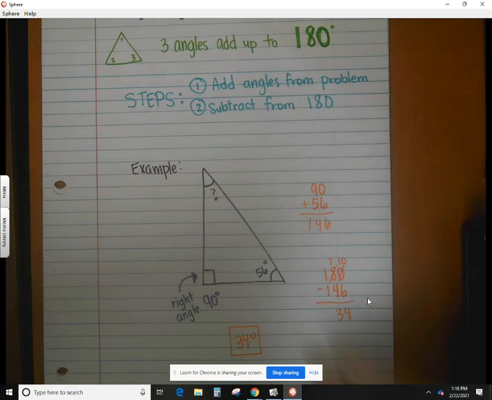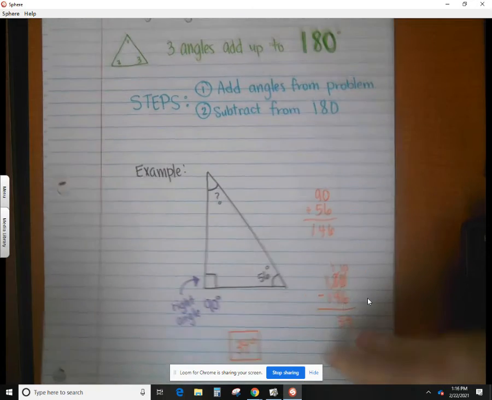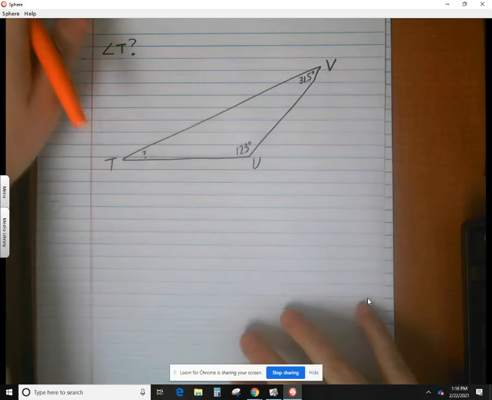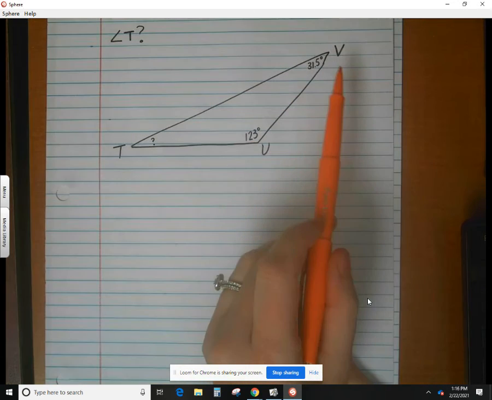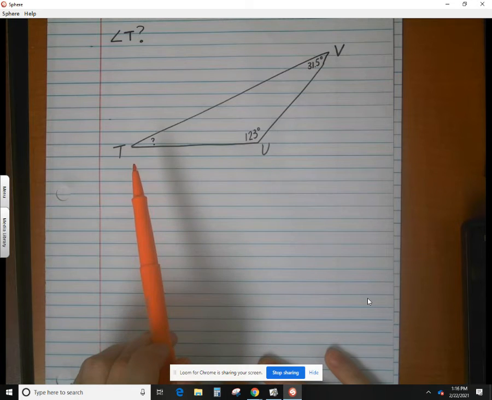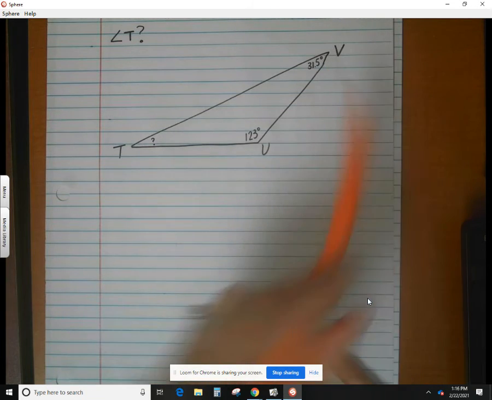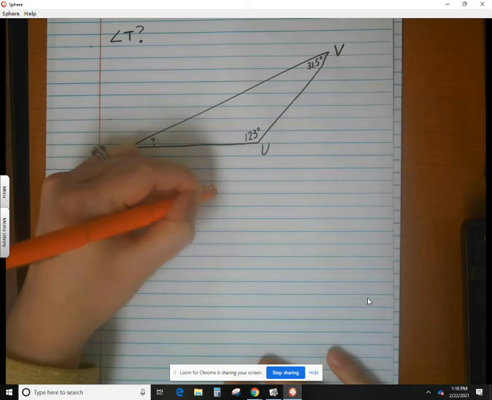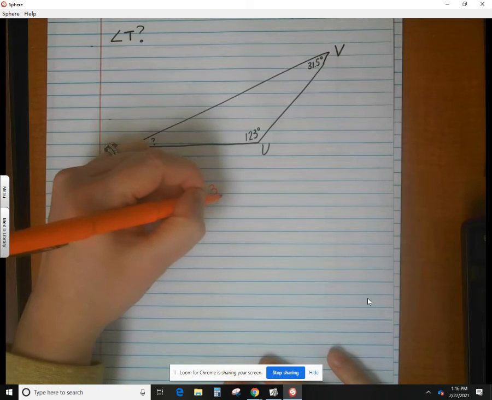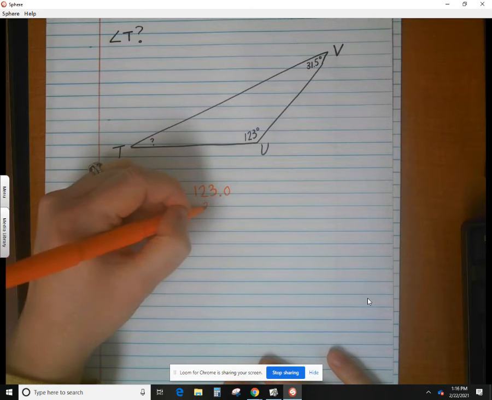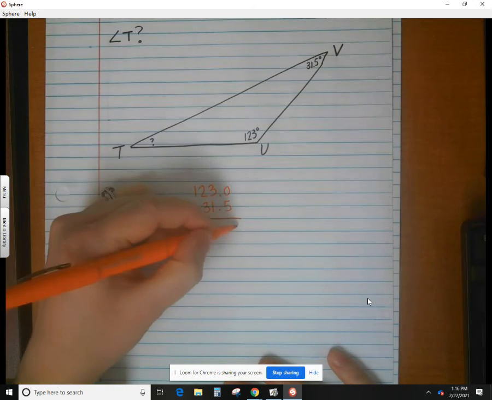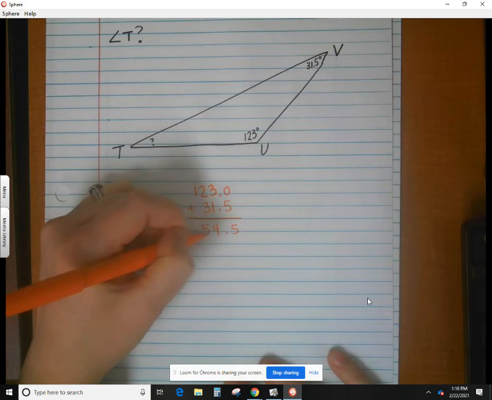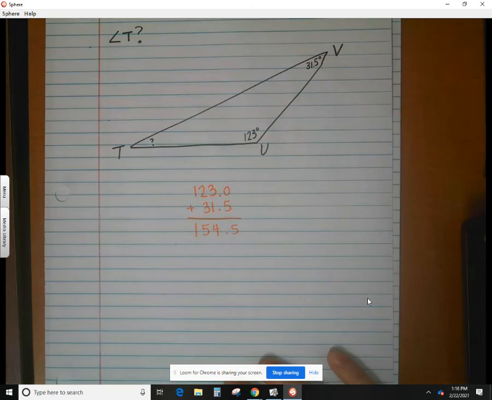Let's look at one more example like this. Sometimes these will involve decimals, so I want you to see one where you have a decimal number. So they've given us angle U and they've given us angle V, but they want to know what angle T is. So again, step one is to add these two angles. This didn't have a decimal, but we can always add a decimal and a 0 because you have to line up your decimal points when you're adding or subtracting. So in order for me to do that, that's got to be 123 point 0. And then I add that together, and I get 154.5.